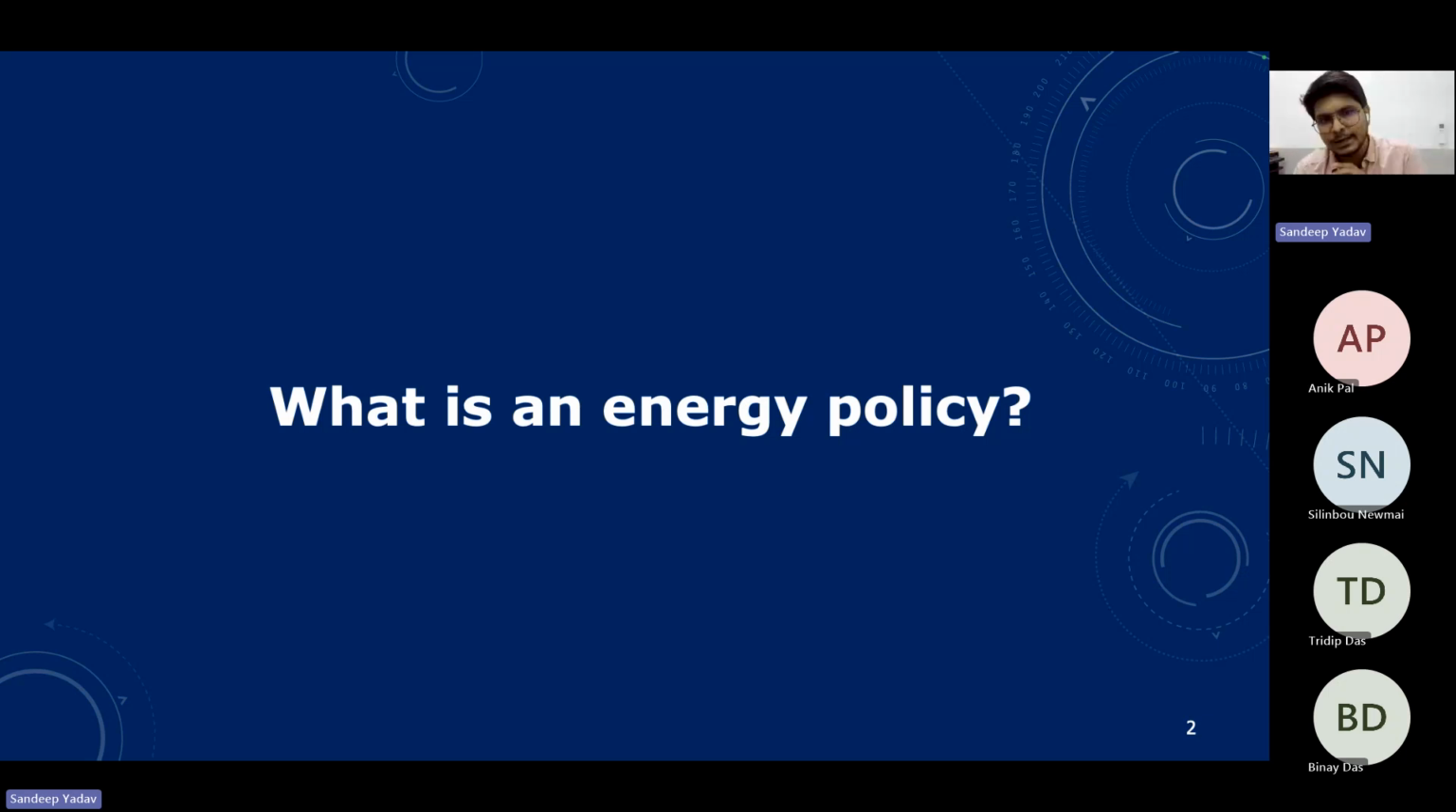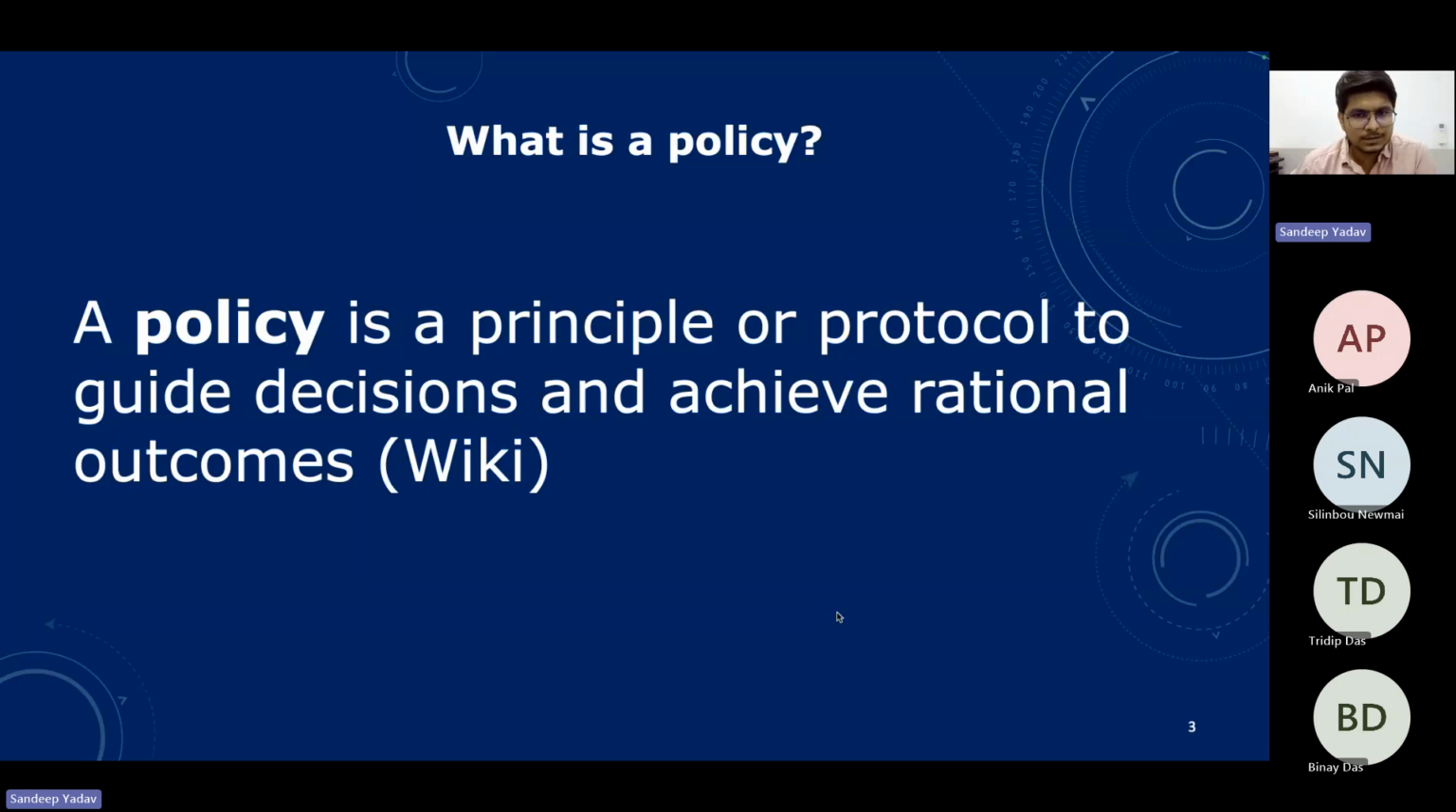So till now we have learned about energy, economics, environment, and various other related factors. Based on the studies we have done till now, we can make policies that will be efficient for humans and the environment as well as from the economic point of view. So policy is a combination of all these factors considered in one aspect. So what is a policy? A policy is a principle or a protocol to guide decisions and achieve rational outcomes.